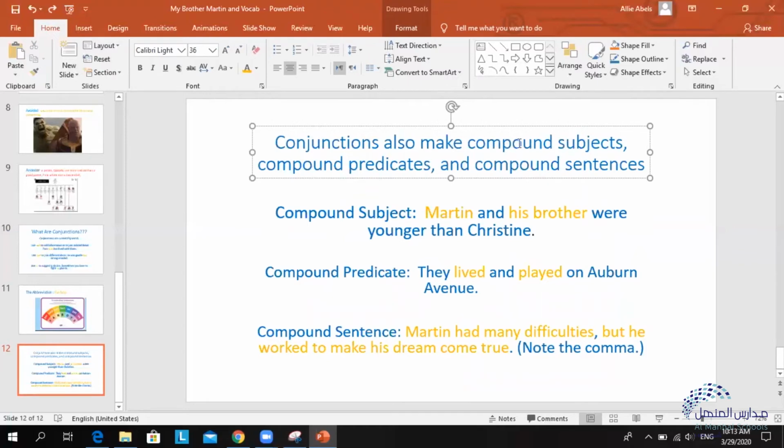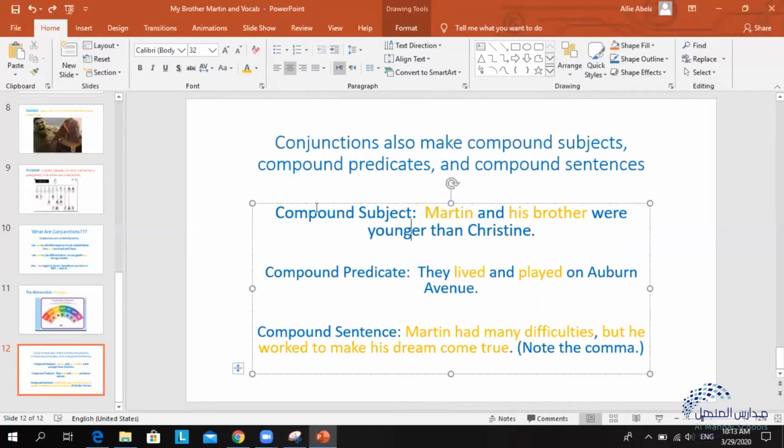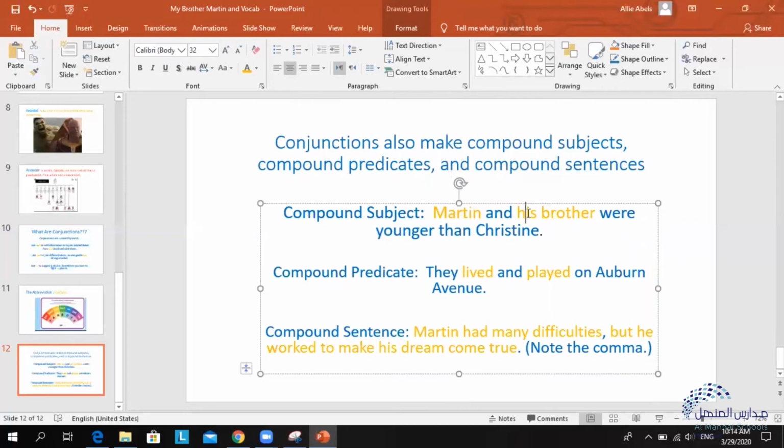Compound subject means more than one subject in the sentence, and compound predicate basically means more than one predicate in the sentence. If we look at this first example of the compound subject, conjunctions will make a compound subject in the sentence. Martin and his brother were younger than Christine. So Martin is a subject and his brother is also a subject, and "and", which is the conjunction, makes the two subjects become the compound subject in the sentence.